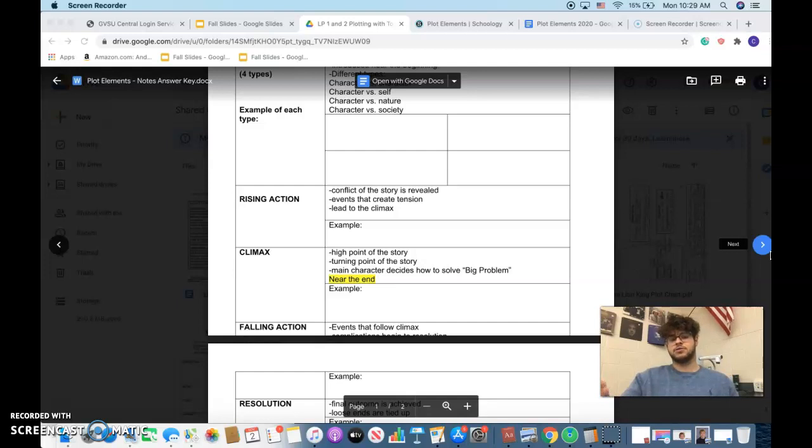And the climax is the high point of the story, the turning point of the story, where the main character decides how to solve the big problem. And this is usually near the end. And this would be, for instance, when Iron Man attempts to sacrifice himself to save the whole world, when he shoots up to the sky and he doesn't know if he's actually going to survive. And I would say that would be the climax. The main character is trying to solve a big problem. So take a minute and pause and write those definitions down.